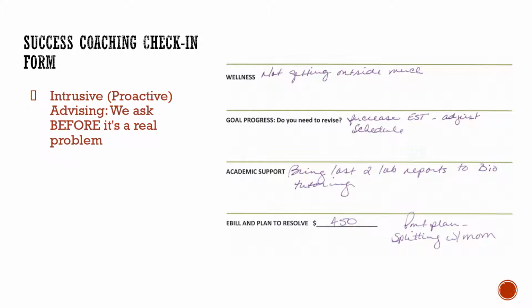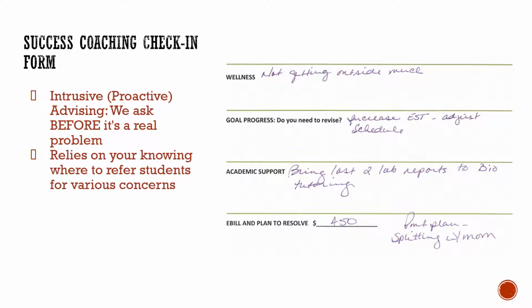The form is also designed to promote an intrusive advising model. You may have heard this called proactive advising. The purpose is to uncover potential roadblocks or problems before they're negatively affecting our student. In the wellness section, I'll ask my student things like, when was the last time you ate something green that's not Jell-O? How about something fresh? How many hours of sleep are you getting? In the academic support section, I'll note things the student has agreed to do before their next meeting, such as attend tutoring, increase their hours at EST, or visit a professor's office hours.